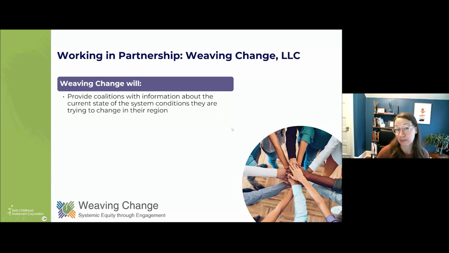So what will we be doing in more specifics? We'll be providing funded coalitions with information about the current state of the conditions that they're trying to change, those systems changes they're trying to make in your region to help advance some of those metrics Joan talked about a bit before. So I've read your great action plans.